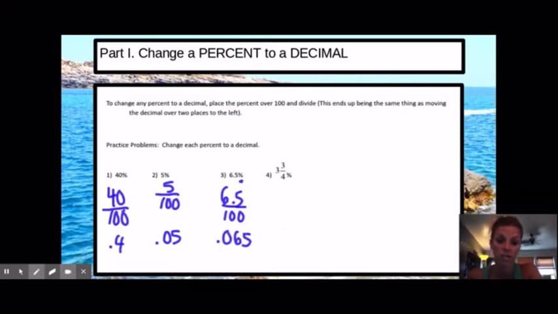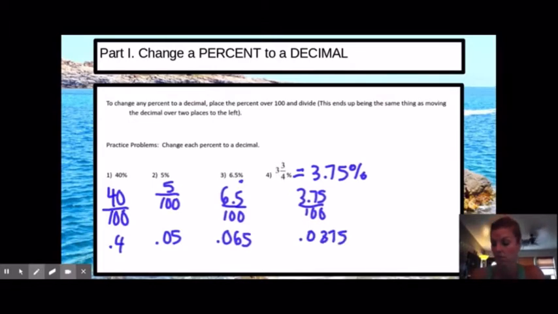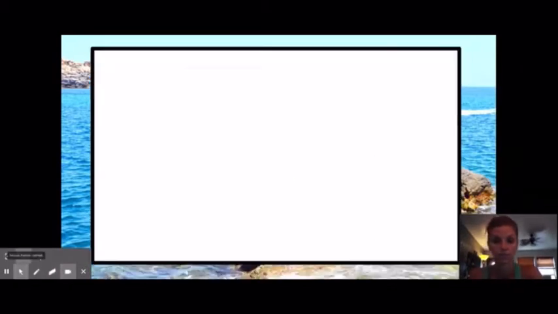3 3/4%. Well, first off, you should change this to a decimal. 3/4 is 0.75. So 3 3/4% is the same thing as 3.75%. And now that you have it out of that mixed fraction, you're going to do 3.75 divided by 100. So 3.75 divided by 100 is 0.0375. And that's important for today's lesson, to know how to change a percent to a decimal.